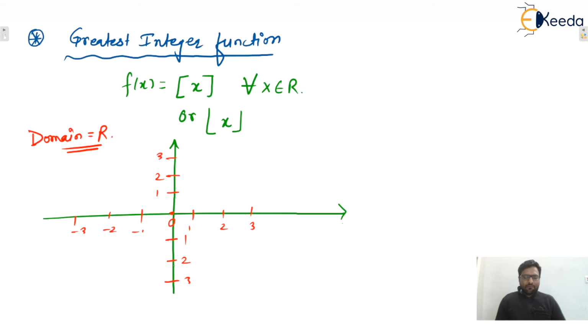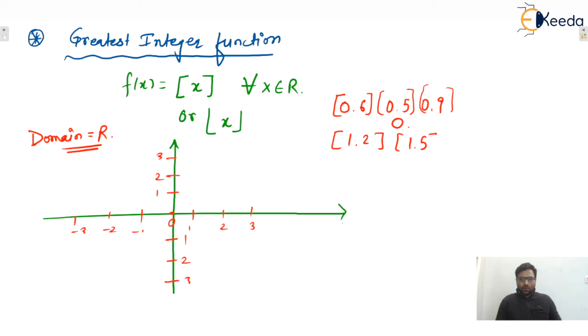Now you tell me, if any number lies between 0 and 1, let's say 0.6 or 0.5 or 0.9, the greatest integer function of all these values will be what? We can say 0 only. Also, let us consider 1.2 or 1.5 or 1.7. The greatest integer function will be 1 only. So in the period 1 to 2, the value will be 1 except at 2, because the greatest integer function of 2 is 2.